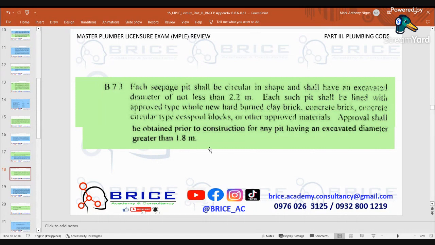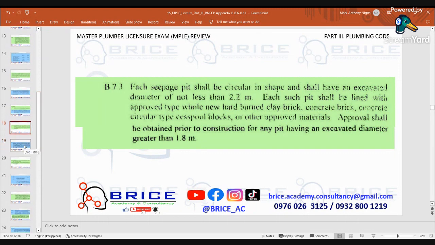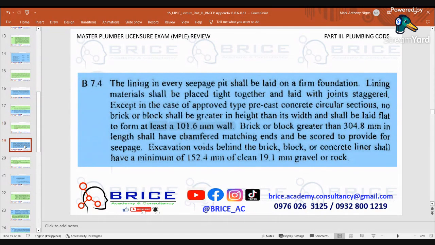Then, yung, ano ba? Pag mas malaki siya, no? Approval shall be obtained prior to construction for any pit having an excavated diameter greater than 1.8. Bakit ganun, no? Each seepage pit shall be circular in shape and shall have an excavated diameter of not less than 2.2 meter. So, hindi siya liliit ng 2.2 meter, pero pag mas malaki naman sa 1.8, kailangan pa ng approval. No? E, parang ganun yung sinasabi. Please correct me na lang, no? Medyo mahaba ito. Siguro mga 30 minutes tayo.